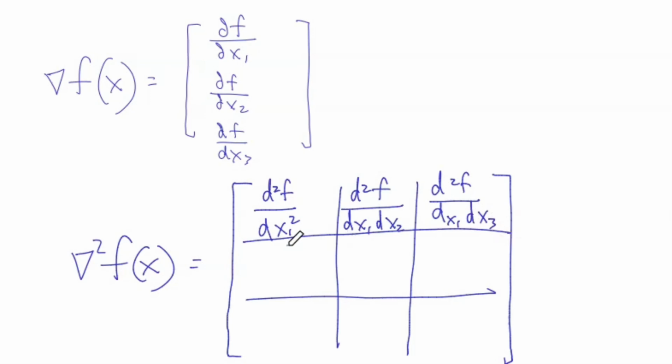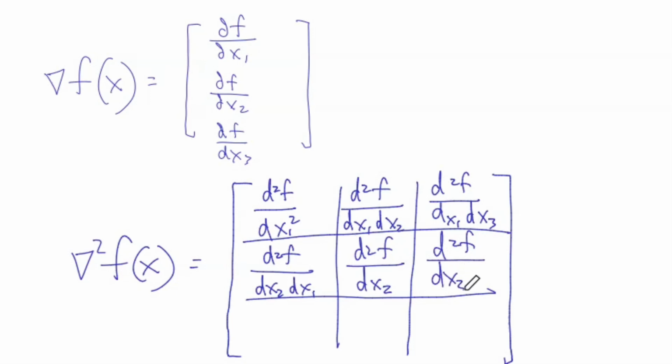So for the second row, same: derive f over x2 first, followed by x1. Then d2f with both derivatives with respect to x2. Then d2f, the x2 first, followed by x3, and so on.